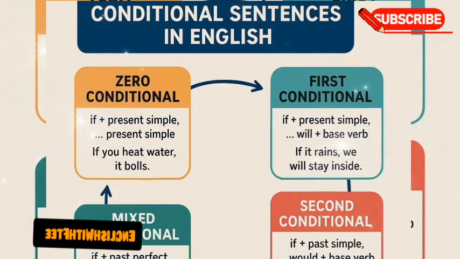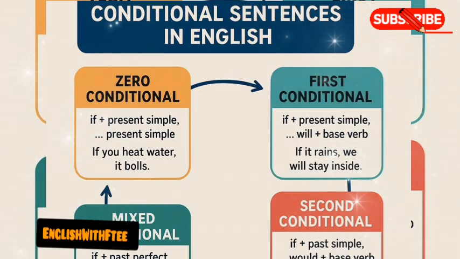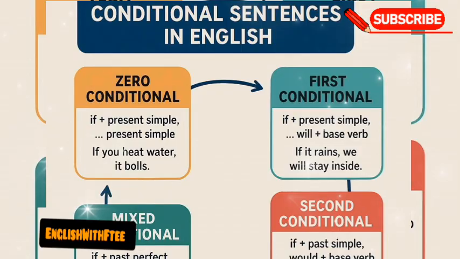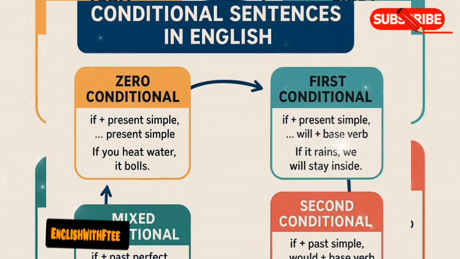We use the third conditional to talk about things that didn't happen in the past and what could have happened if they had. So we can express regrets and what could have been done differently. Talk about hypothetical past situations and their consequences. Imagine what could have happened if things had been different.